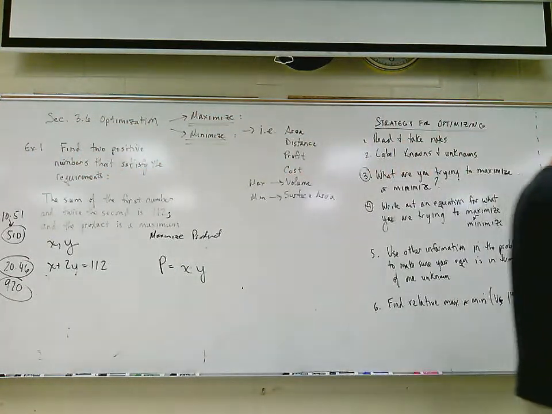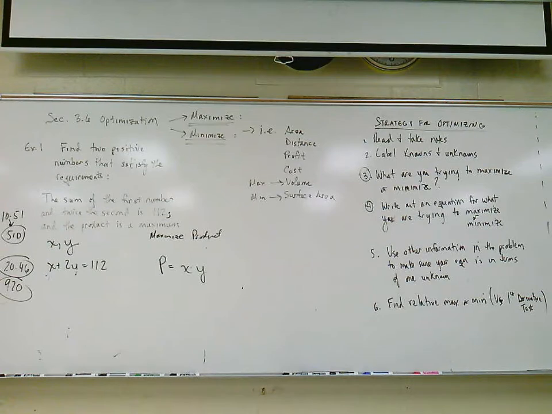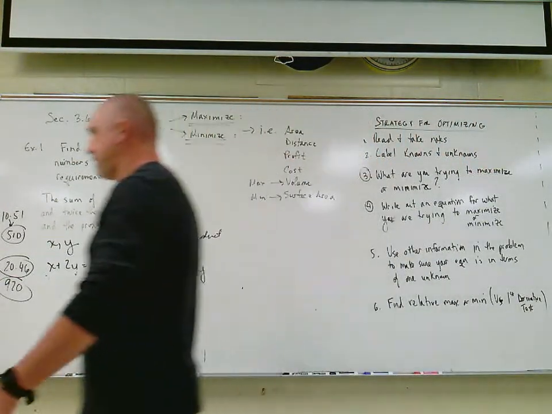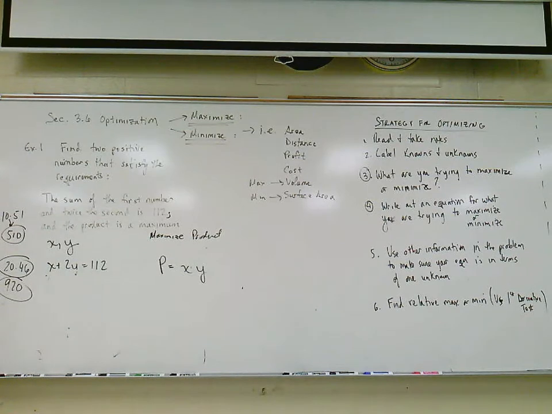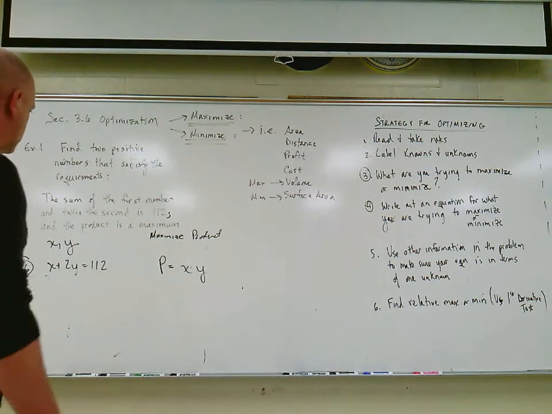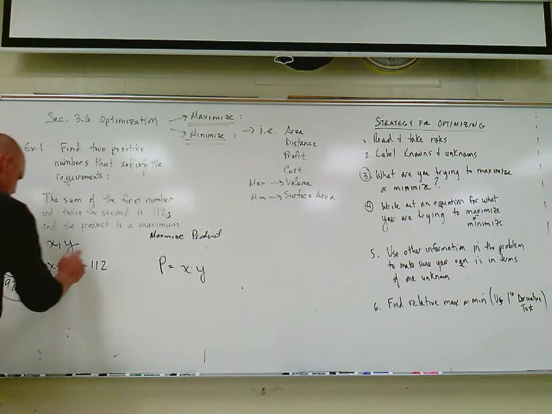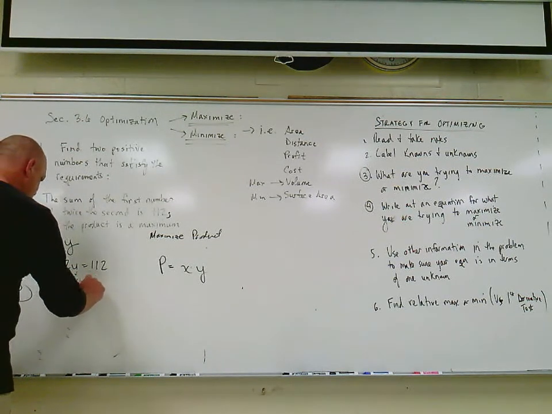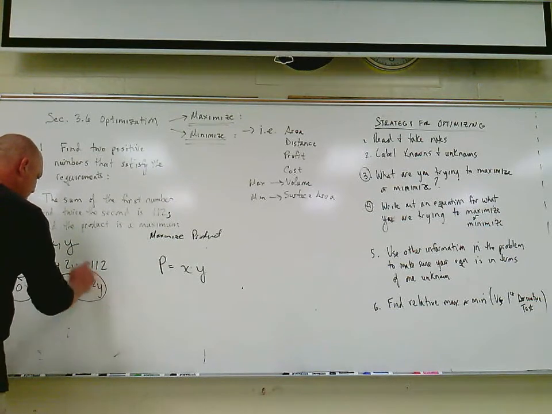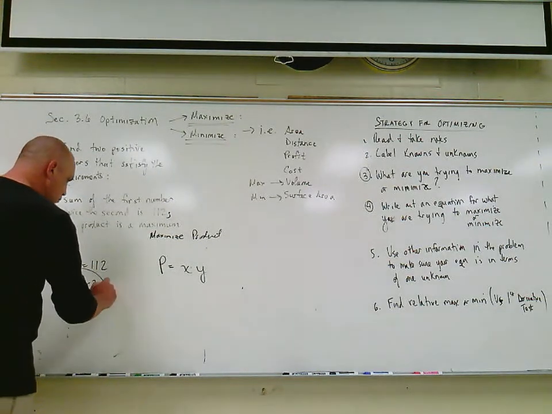You can, it's up to you, you can do either one. Okay, so which one's the easiest one maybe? What's the easiest to isolate? X, right? So x, we're using this other equation. X is 112 minus 2y. So then I'm going to take that and replace x with 112 minus 2y.